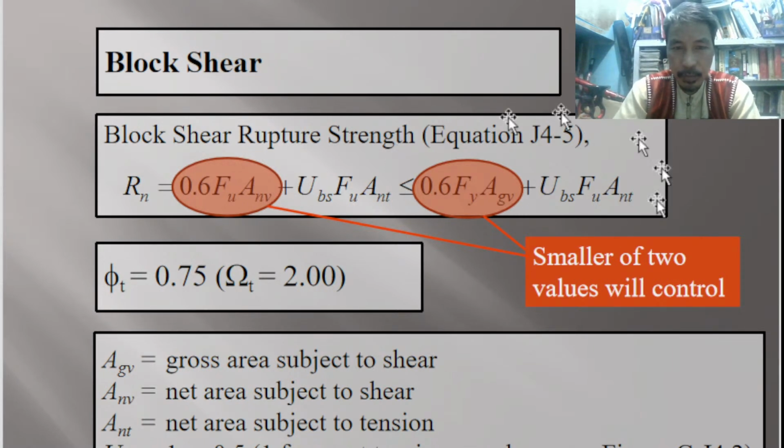Here, this must be equal or greater to this. But you will notice that this second term is equal to the second term here. Therefore, we will just compare these two. And this is ultimate. They are both multiplied by 0.6. One is gross, of course, yield, rather than tensile. I have to say yield. This is yield, this is ultimate tensile. Yield multiplied by gross, ultimate multiplied by net.